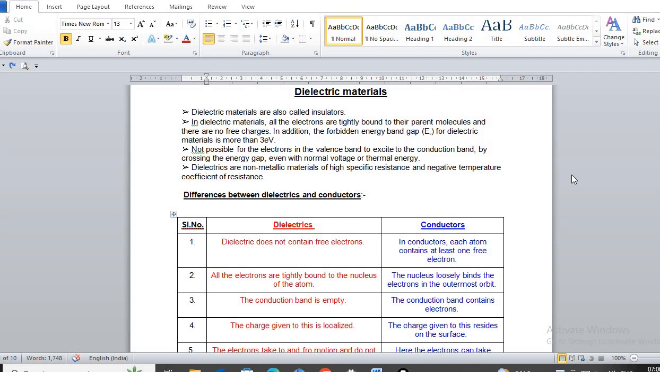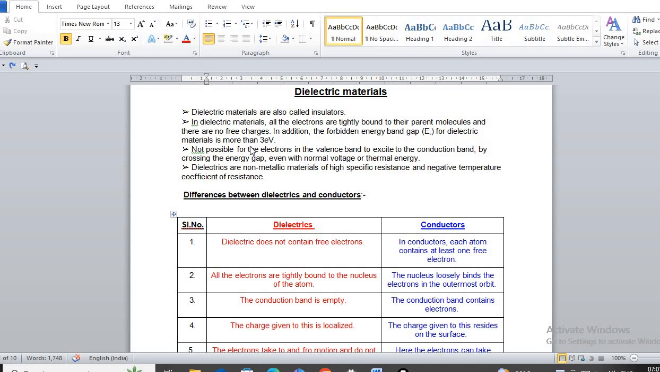Hello, good morning. Today we will discuss dielectric materials. First we will discuss what a dielectric material is and what the difference is between dielectric material and other types of materials. Then we will discuss some important points and definitions related to dielectric materials. Then we will see the types of dielectric material, and at the end we will discuss the applications of dielectric materials.